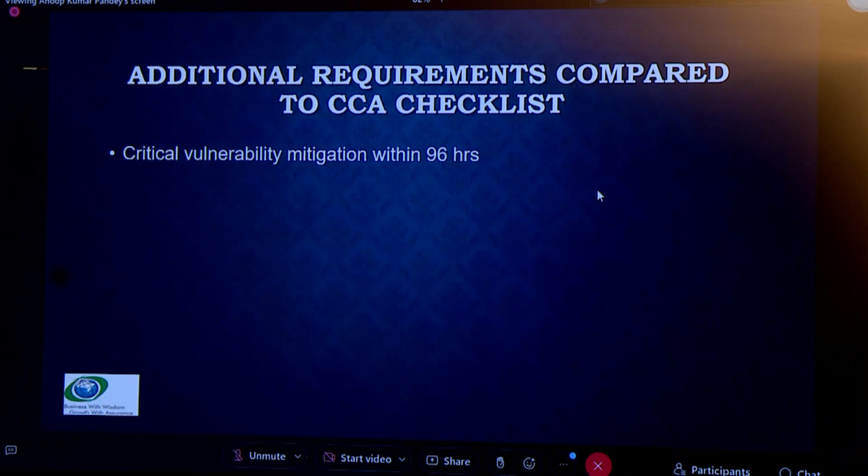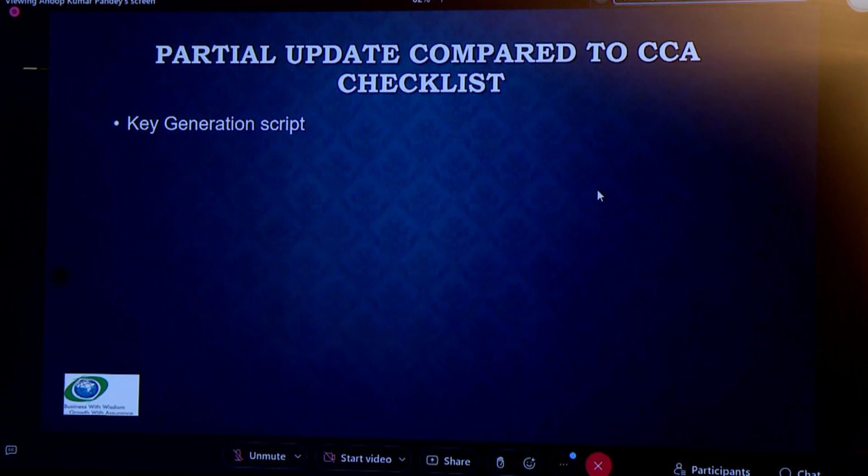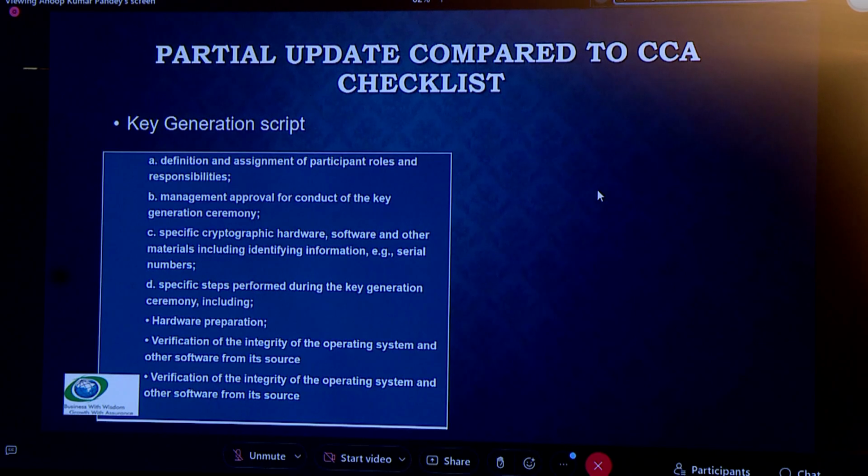So this is the one I was talking about. If you find a critical vulnerability in your system, it has to be addressed within 96 hours. We have guidelines, but there is no timeline fixed. They expect it should be finished within those 96 hours. Then there is one more item, the key generation script. What needs to be covered in that? Next slide also, please.